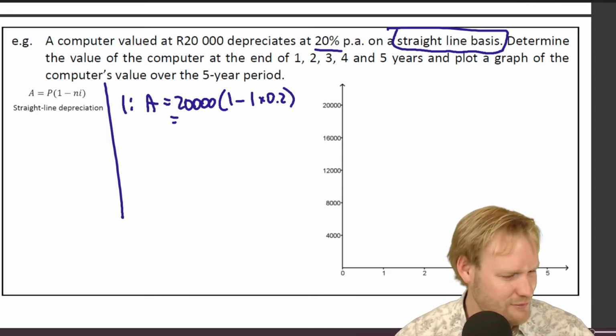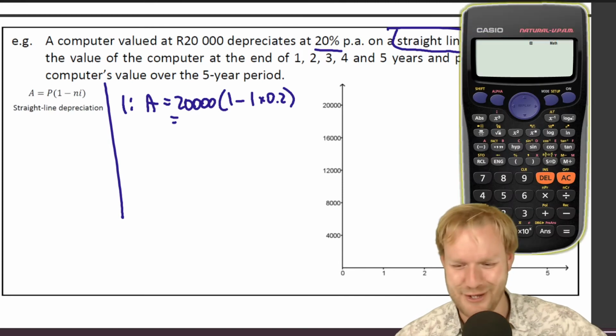I have got my own calculator somewhere over there.